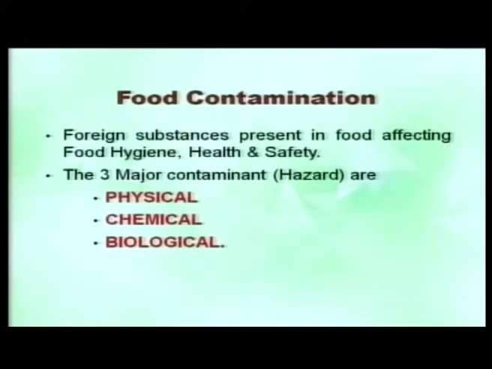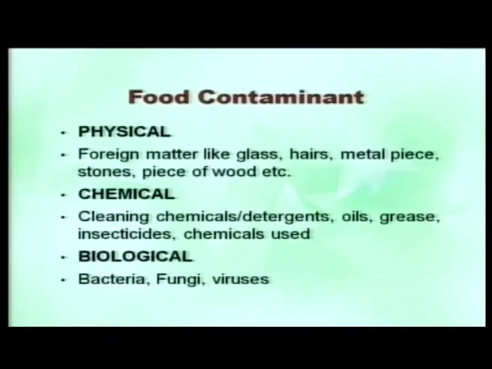Now, what are the different types of contamination that can occur? They can be physical, chemical or biological contamination. That means a foreign substance present in the food which can cause an ill effect to the person who consumes that food. They are categorized into three: physical, chemical and biological. Physical is something which can be seen with your naked eyes, which includes any foreign matter like glass, hair, metal pieces, stones, wood pieces, paper, plastic, a piece of screw, anything which you can see and which can create a problem is called a physical hazard.